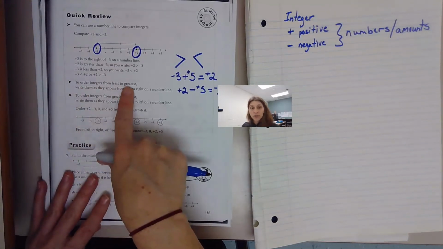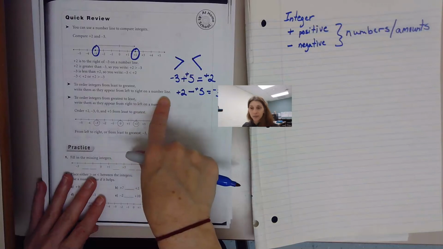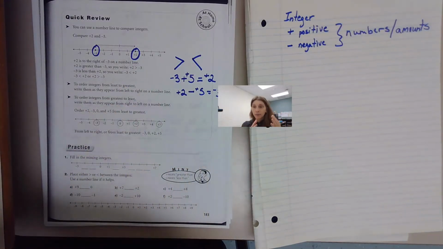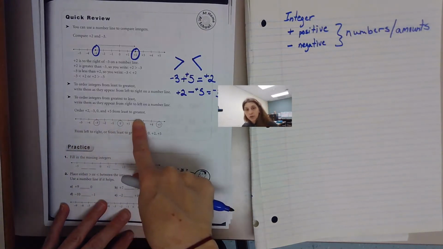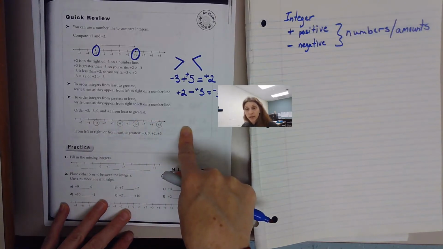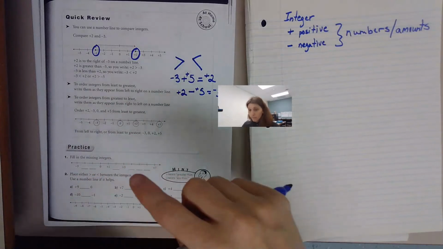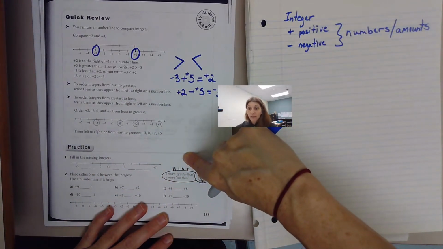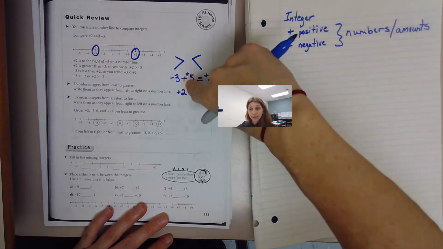To order integers from least to greatest, write them as they appear from left to right on a number line. Just think about where you would find them on a number line. Smallest goes on the left-hand side, and it increases as it goes up towards the right. Or if you think the way my brain does with integers, smallest is down below on the number line, and it increases as you go up on a number line, okay?